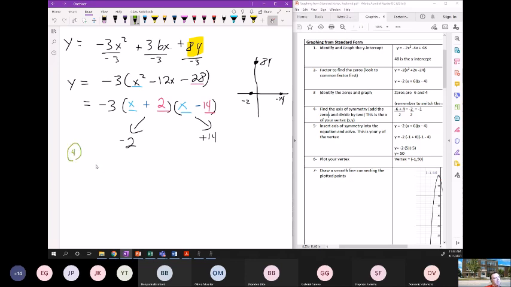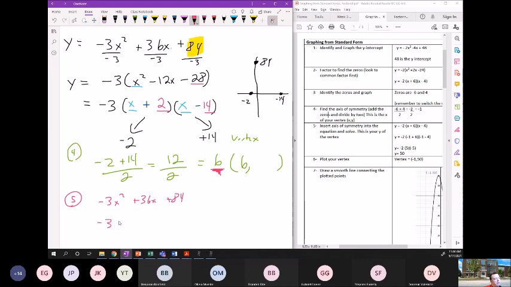Yep. We add these together. 12 divided by 2, which equals 6. So if I'm building my vertex, 6 is my first point. Then what do I do with that 6? Can someone tell me? What do I do with this number that I just got here? Put it back in the equation. Perfect. So I go back to my original equation I have here. Negative 3x squared plus 36x plus 84. I'm going to put that 6 in for the x's.